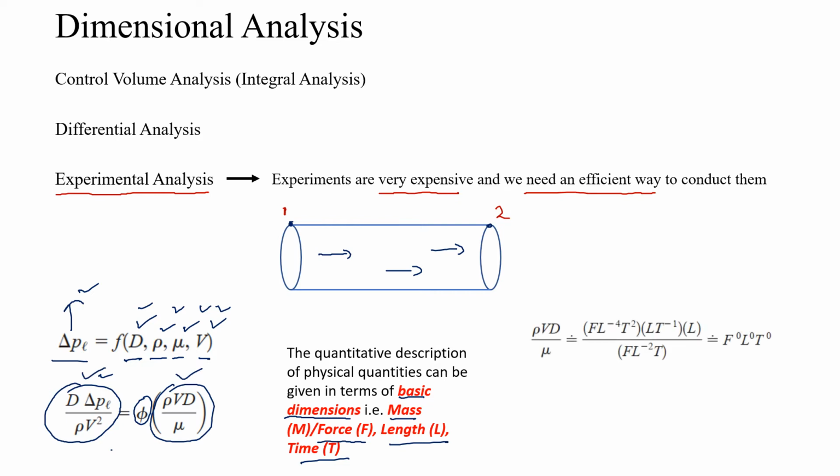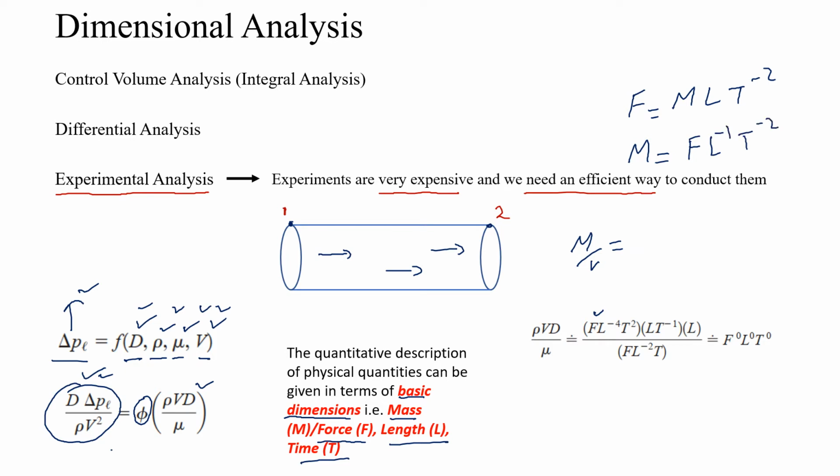For the term on the right hand side, this one right here, if I start writing the units of density: density is mass per unit volume, and mass here is represented in terms of force, as I told you. Force is F = kilogram meter per second squared, so mass will be equal to force, length, and T to the power minus 2.